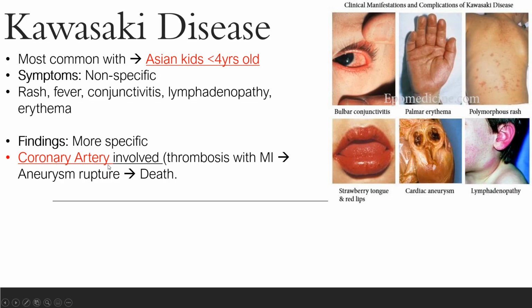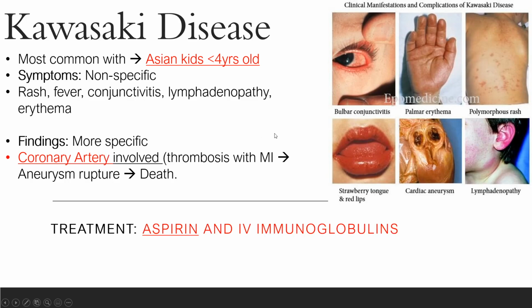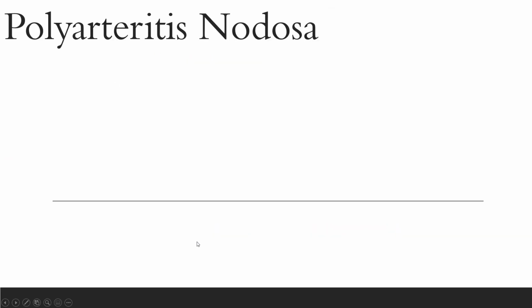So the coronary artery is what's involved. And so you have thrombosis within the coronary artery, leading to an MI. And an aneurysm rupture can cause death, specifically with the coronary artery. And so the treatment for this is aspirin and immunoglobulins. And aspirin is very high yield here. Make sure to know that.